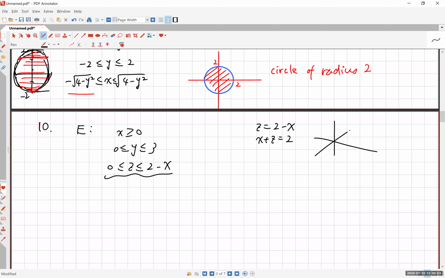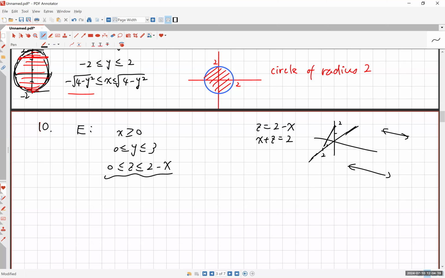What is that thing? That is, of course, a plane. The fact that y is missing means it goes infinitely in both the negative y and positive y directions. But x plus z equals 2 means you have 2 as the x-intercept and 2 as the z-intercept.